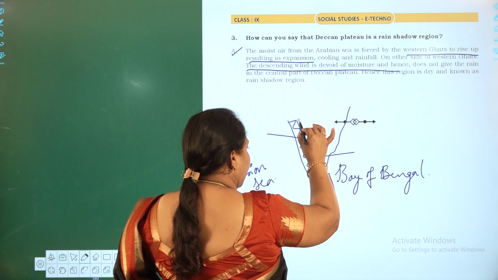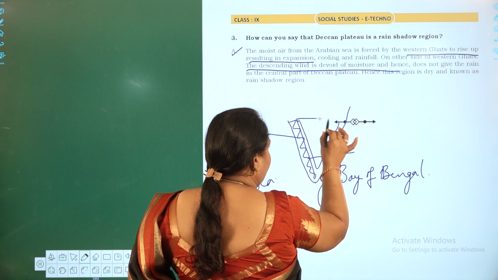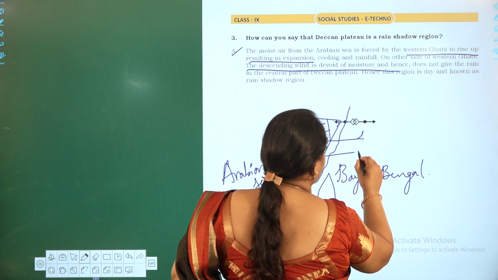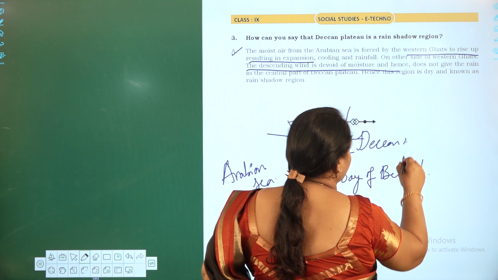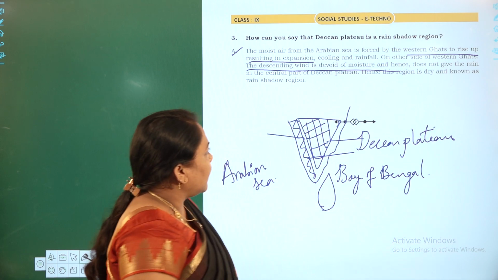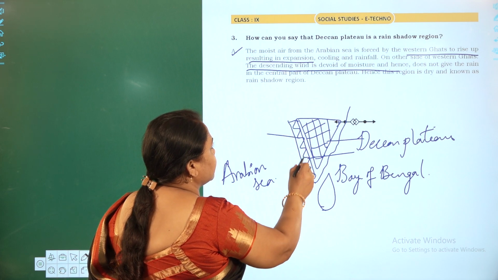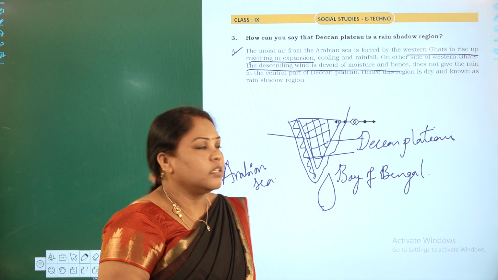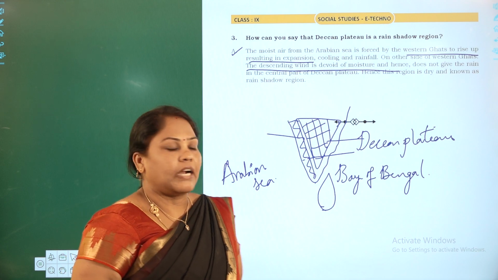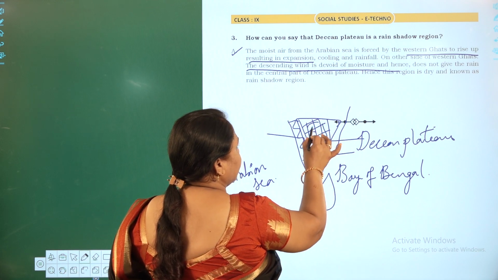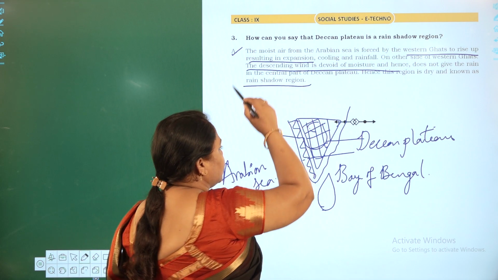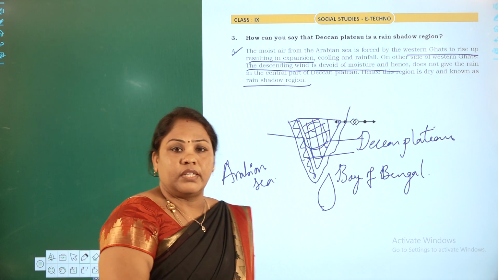Now this is Deccan Plateau region, the southern part of India. Right. So on the other side of the Western Ghats, the descending wind is devoid of moisture and hence it does not give any rain in the central part of the Deccan Plateau. The central part of the Deccan Plateau, hence this region is known as dry as well as rain shadow region. This is all about today's assignment, children.